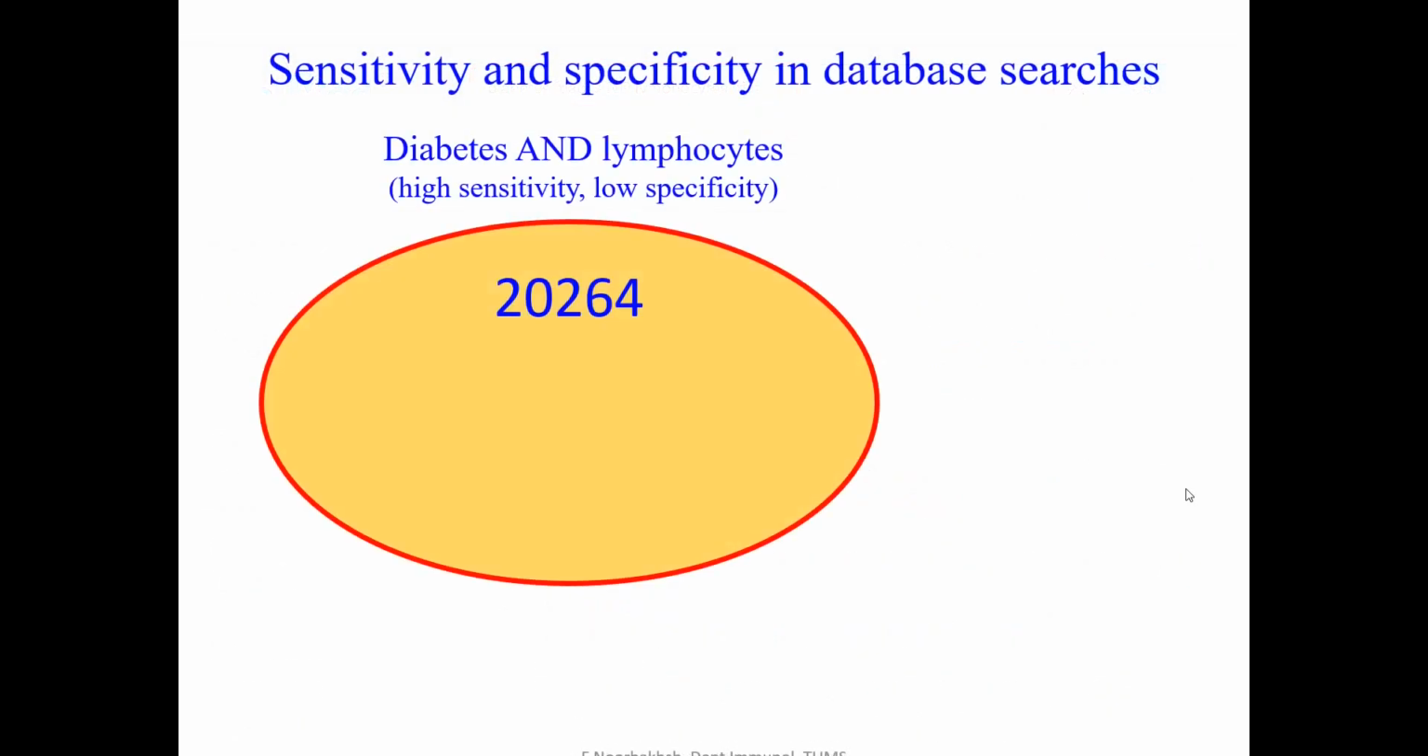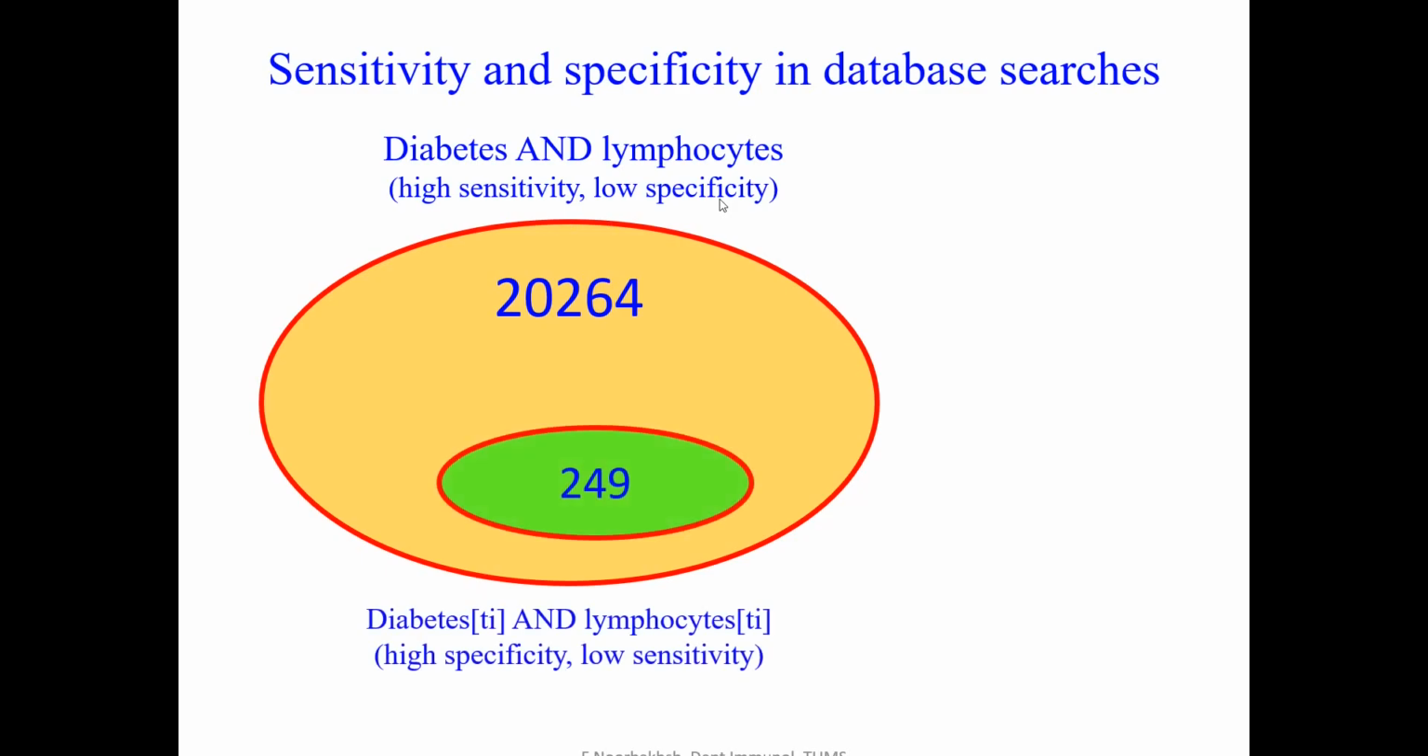So if I want to look at it from the perspective of the two metrics of searches, which are, as I mentioned, sensitivity and specificity, if I search it like this without specifying the field, diabetes and lymphocytes, find it anywhere in any of the fields, I would be doing a very sensitive search. So it retrieves all of the articles that have these two words somewhere in the article. But a lot of what I'm finding is not very specific or not very relevant to the concept I have in mind, which is the role of lymphocytes in diabetes.